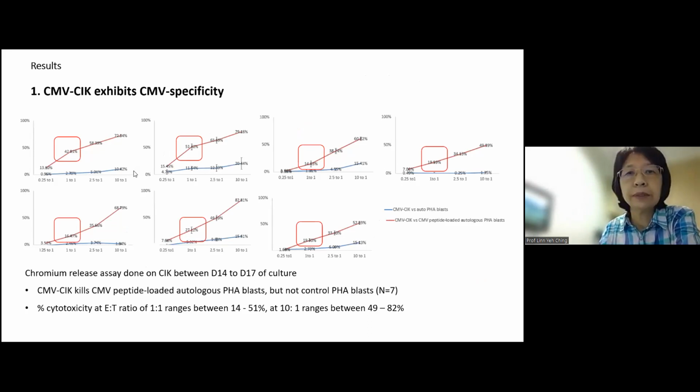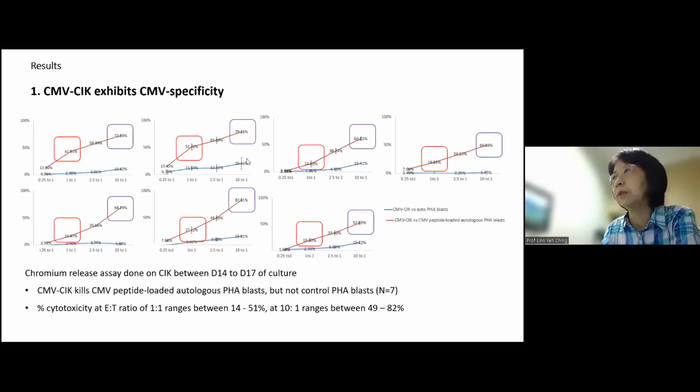These are seven separate killing assays. The red lines show killing of autologous PHA blasts loaded with CMV peptide as CMV targets, while the blue lines are against control PHA blasts without peptide. Cytotoxicity at 1:1 is between 14 to as high as 51%, and at 10:1 is above 50%.